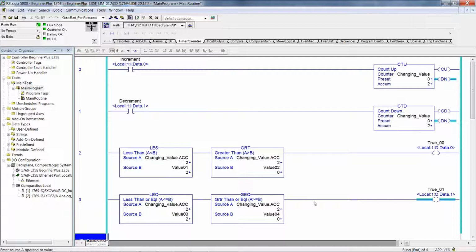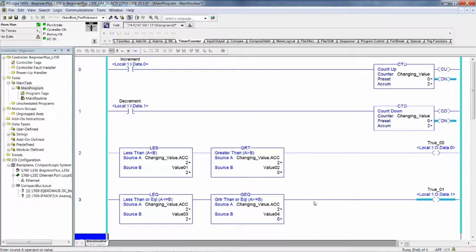For how many values can rung 2 be true? Well, rung 2 can only be true right now for one value. That's for 1. How many values can rung number 3 be true for? How many different values for changing value can you have and rung number 3 be true? 3. It's off right now. 1, it's true. 2, it's true. 3, it's true.